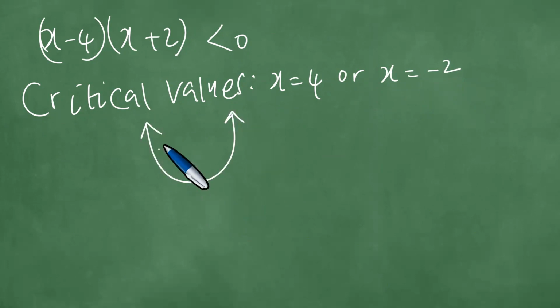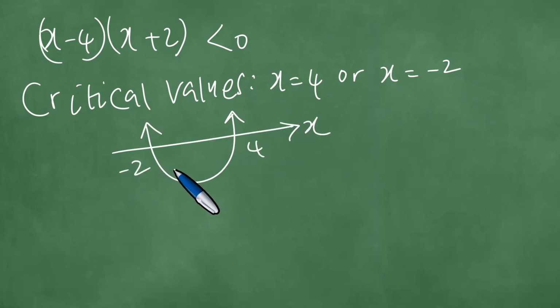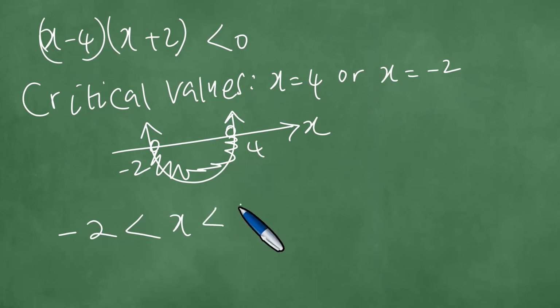A quick way to reason out the solutions here: mark minus 2 and 4 on the x-axis. We're looking for the parts where the quadratic itself is negative. It is negative below the x-axis, and therefore that is when minus 2 is less than x, less than 4.